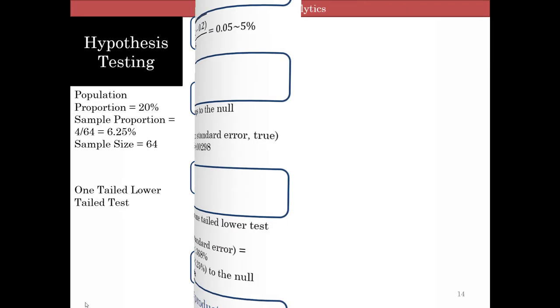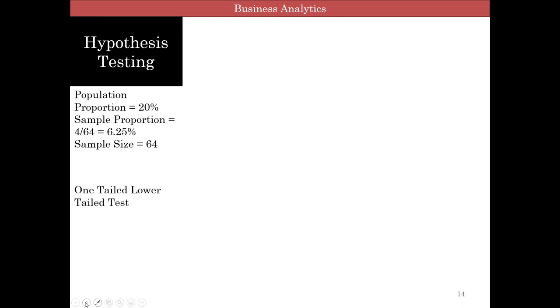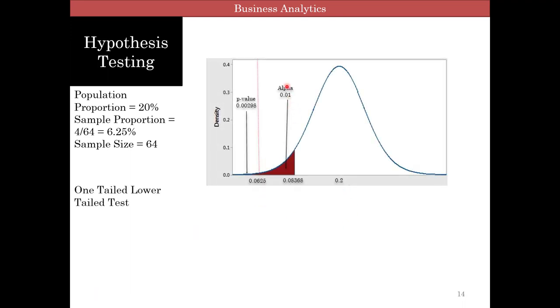Now, if you want to look at this visually, here we go. Alpha 1%, this is the 20% population proportion. Here is your sample, 6.25%. The p-value is 0.28%. And here is the lower critical value of 8.368% right here. And here, this x-axis is the proportion of sample means.